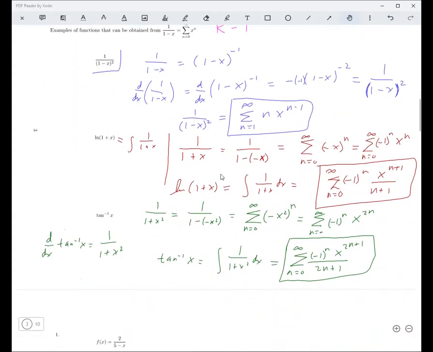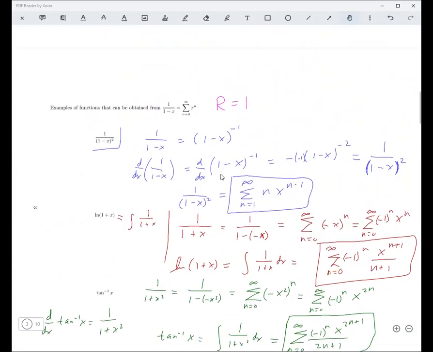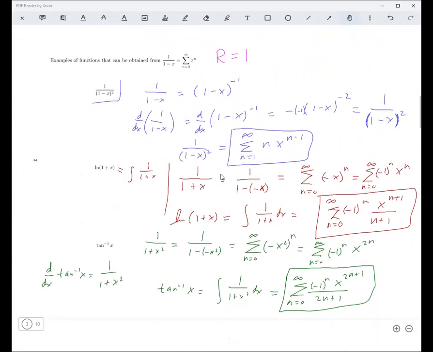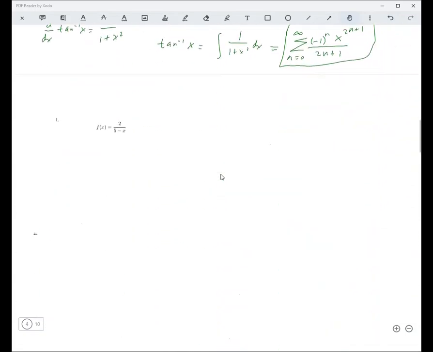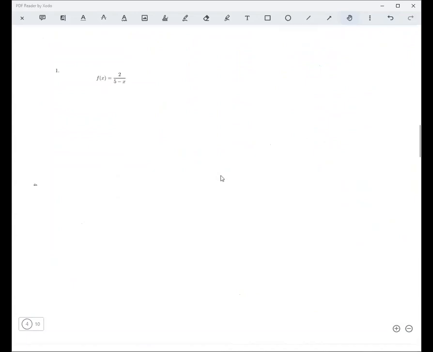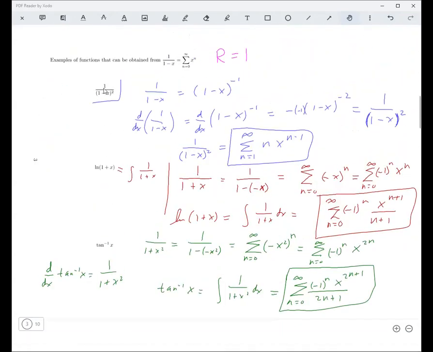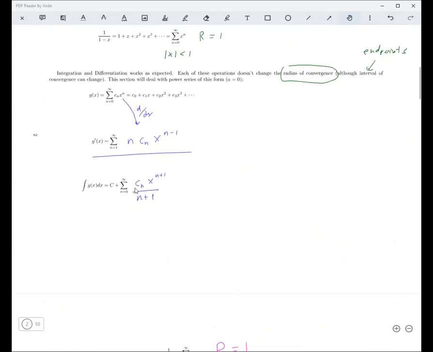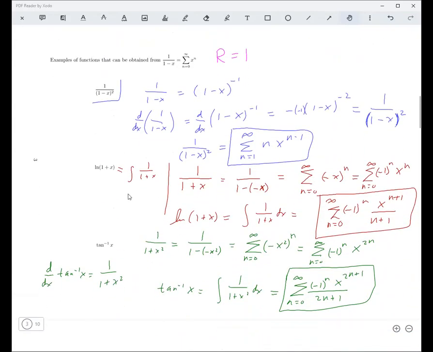Any questions at this point? Okay, so finally we get to the exercises. And so you have a little bit of an idea of what to do based on what I've done here, and also, you know, how derivatives and integrals work.